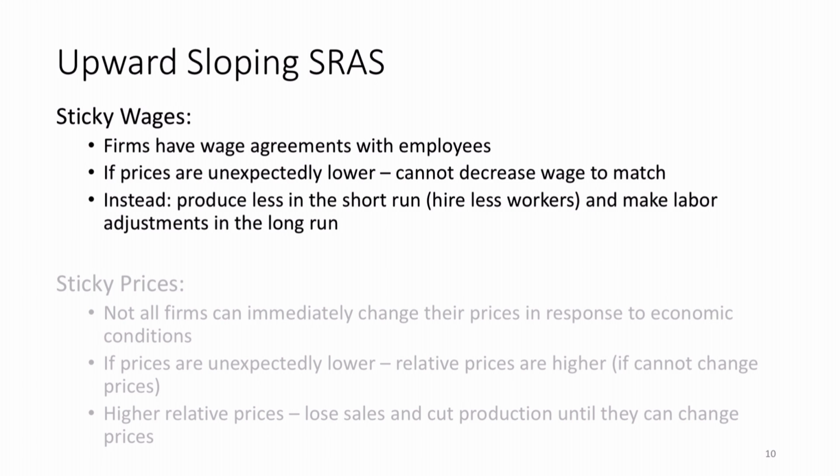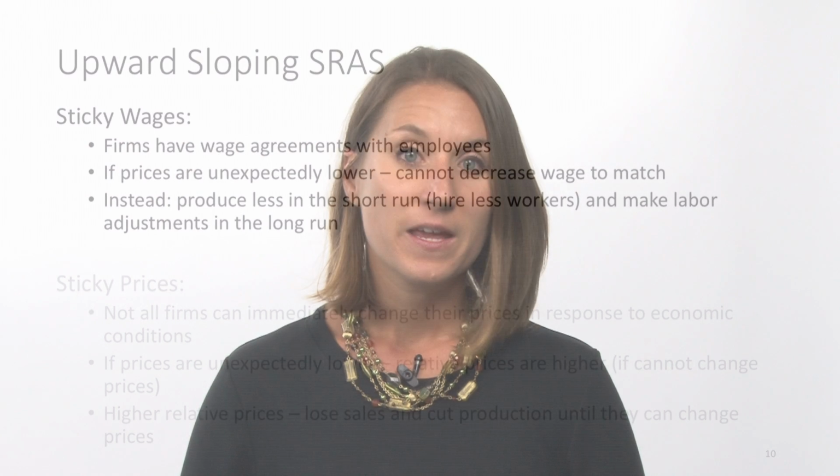So firms have wage agreements with their employees. And if the price level is unexpectedly low, they can't simply pay their workers less. In the short run, firms are going to adjust and produce less because of this lower price level. And they're not necessarily going to be able to change their wages.